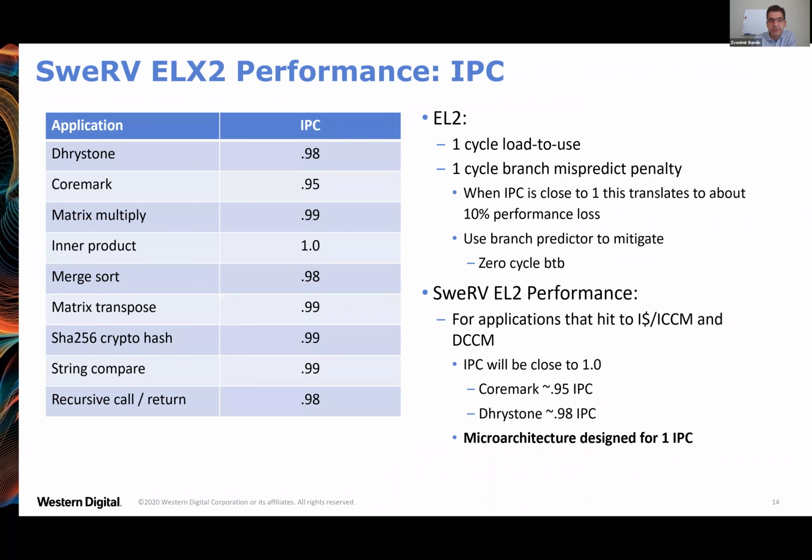These are some of the IPC results on this core. As you can see, on a wide range of benchmarks, Dhrystone, CoreMark, Matrix Multiply, SHA-256, in most cases IPC is between 0.95 and 1. That's not surprising. That's exactly what we have designed the core for.